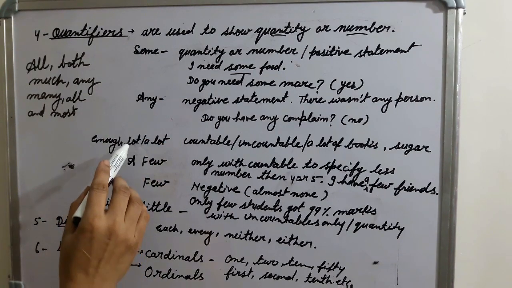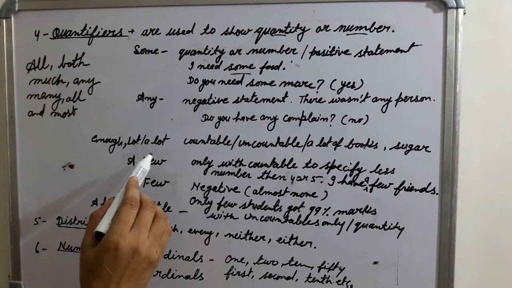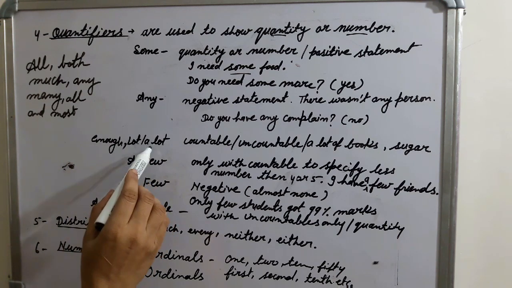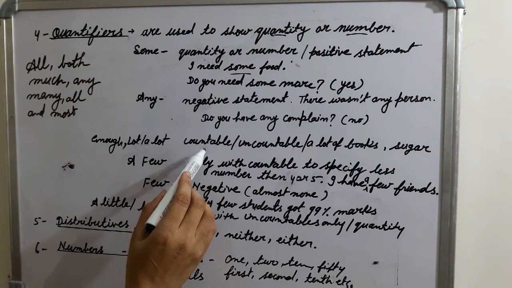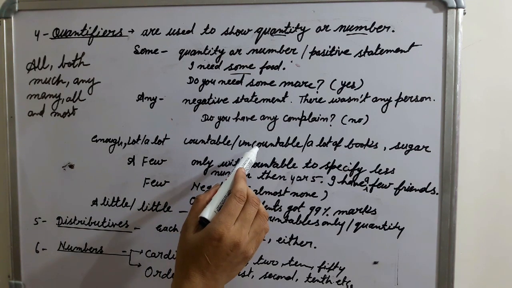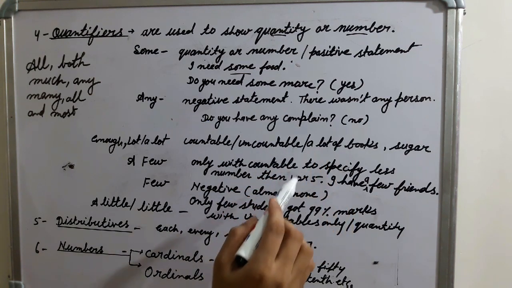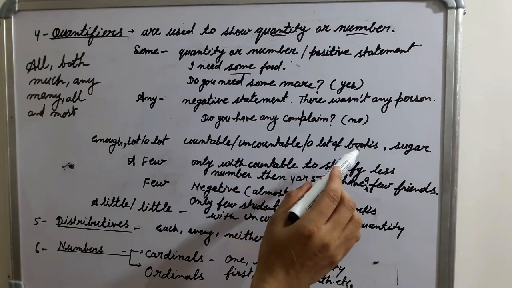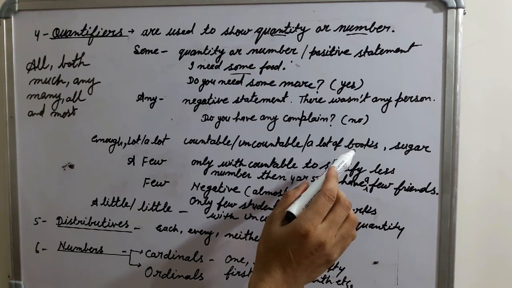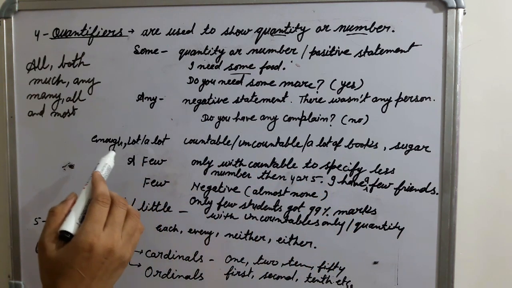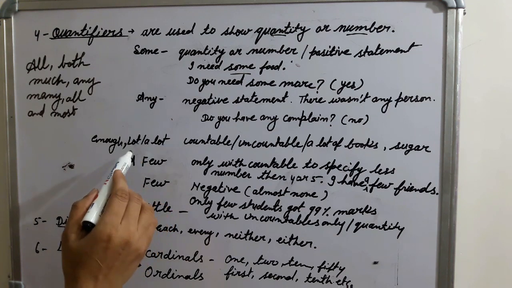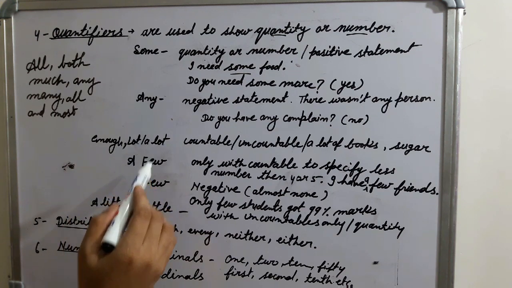Enough, lot, a lot. All these are used with countable and uncountable both. For example, I have a lot of books. There is a lot of sugar. I have taken enough food.